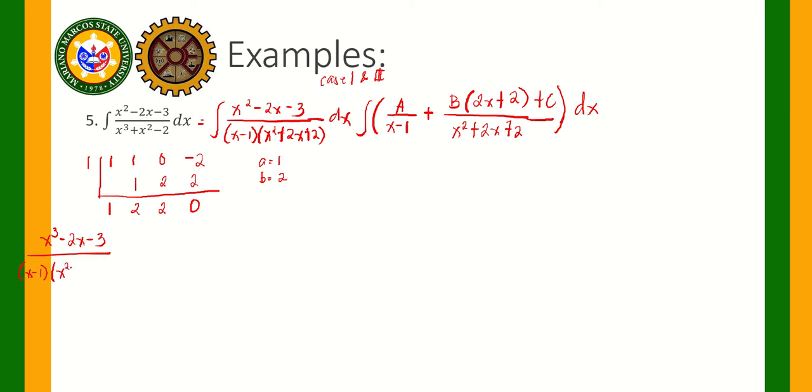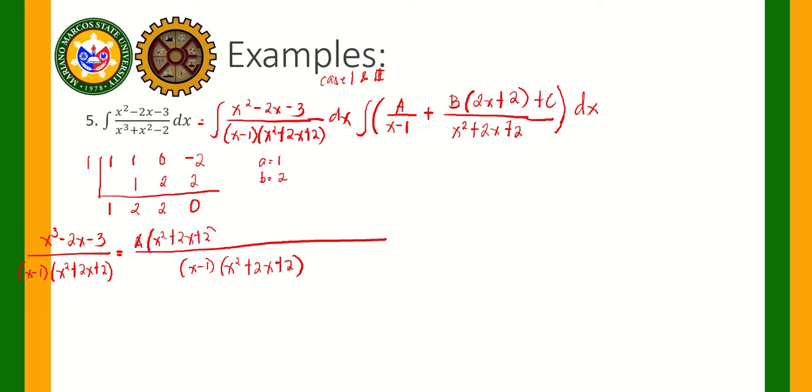So, this will be equal to x squared minus 2x minus 3 all over x minus 1 times x squared plus 2x plus 2 is equal to, least common denominator niya will be x minus 1 times x squared plus 2x plus 2. So, this will be equal to A times x squared plus 2x plus 2 and then plus B. Distribute na lang natin to. This will be, wag muna. B times 2x plus 2 times, that is x minus 1. And then plus C times x minus 1.